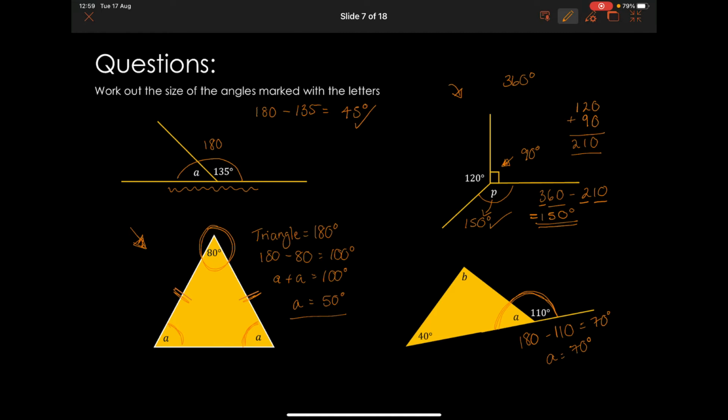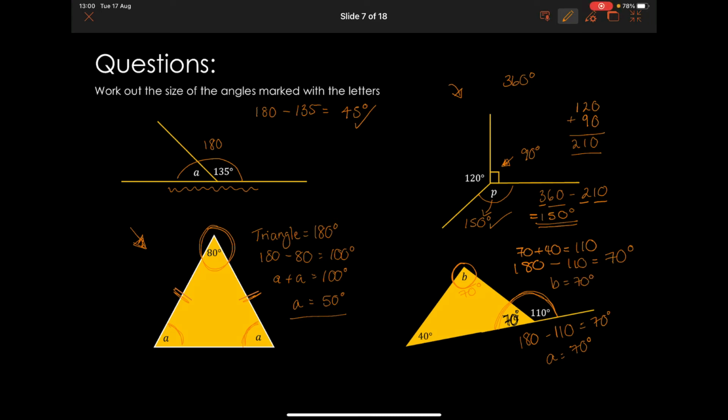And then, because I know that that's now 70, if I replace that with 70 degrees, okay, I now know that my triangle adds to 180. So to find B, if I do 70 plus 40, which makes 110, okay, then 180 minus 110 gives me 70 again. So B must be 70 as well. Okay, so B is also 70 degrees.